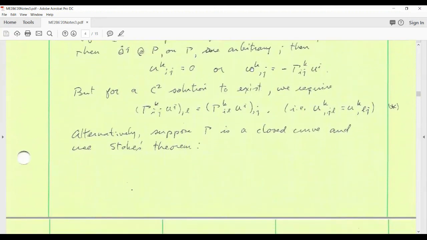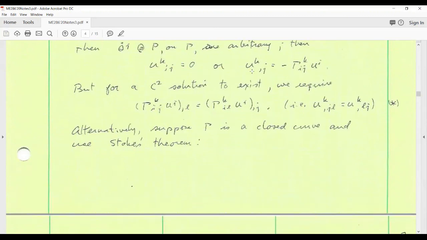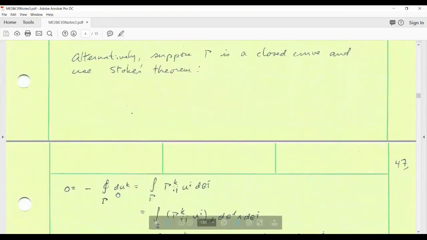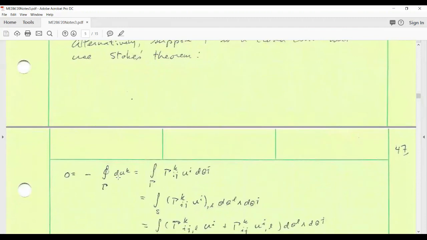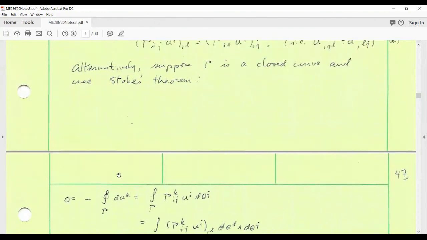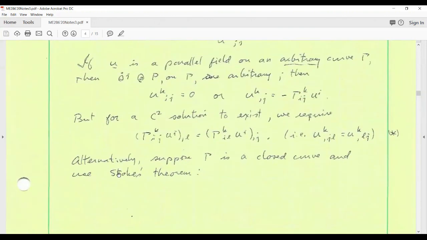If this set of equations is integrable, that means, for example, du^k is an exact differential, because then du^k would be u^k comma l d theta^l. Being an exact differential, its integral along a path would just be the difference of the values of u^k at the two endpoints of the path. If the path is closed, those two endpoints are the same, so the closed path integral would be 0. Okay, let's put a minus sign in front just to make it easier to use this equation here.